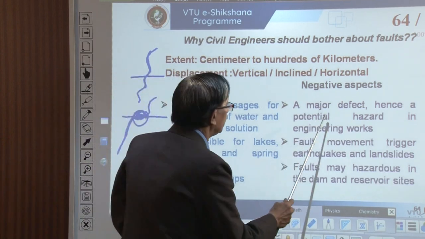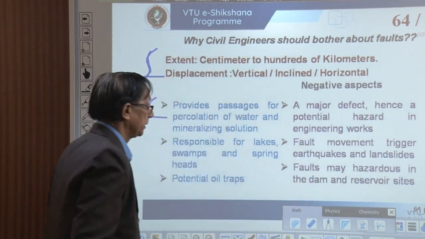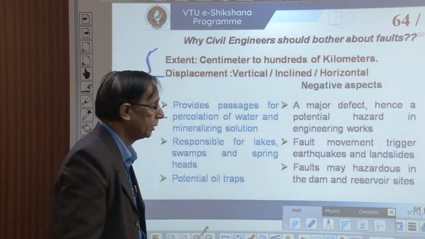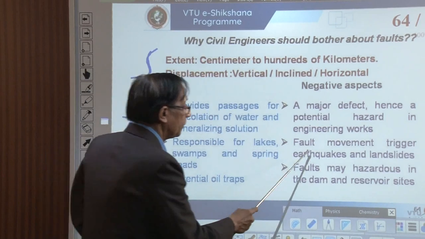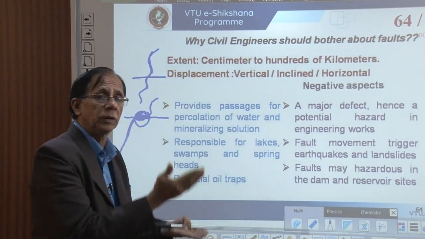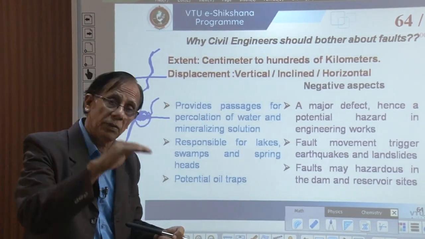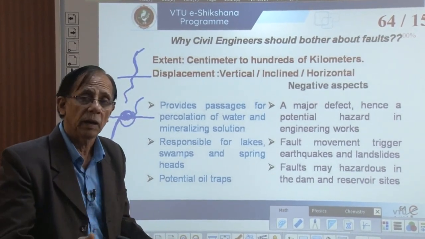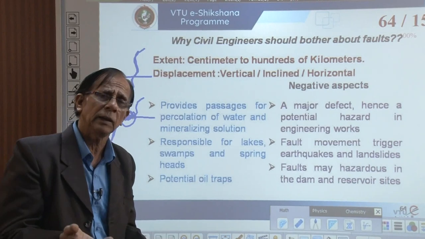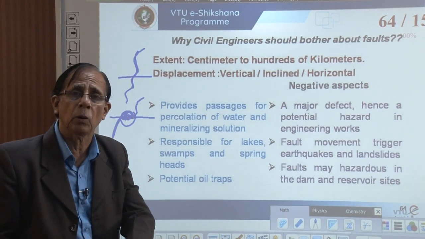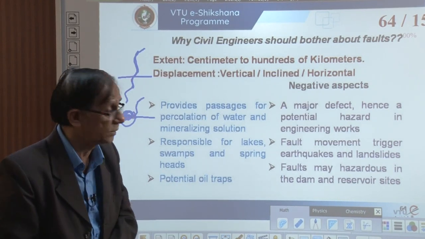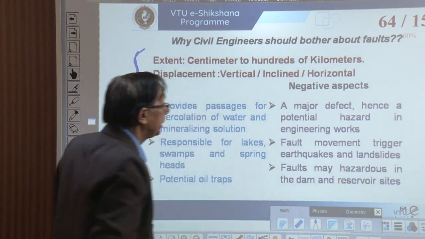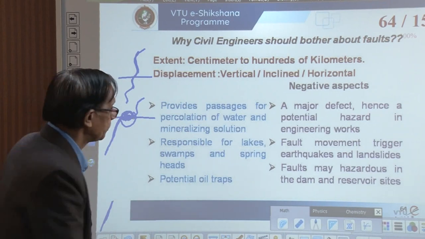But for an engineer, these are major defects, hence a potential hazard in our engineering works. Why? We'll discuss. Fault movement triggers earthquakes. Faults facilitate movement and help earthquakes and landslides. Landslides and earthquakes can cause faults. They are complementary to each other. They are good friends. Therefore, if a fault is a weakness, a series of other weaknesses can develop in the rocks.